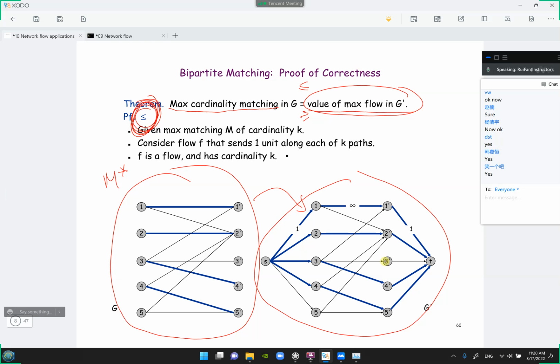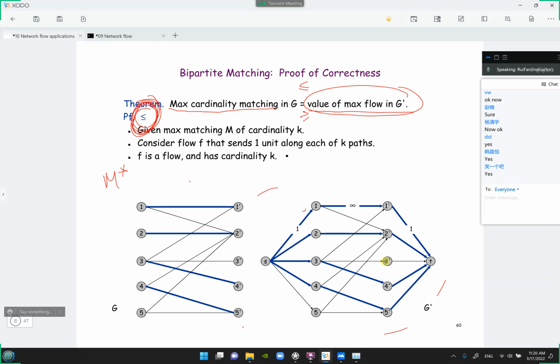Now the way we're going to transform this matching into a flow is, sorry, let me just erase this stuff. For all of the nodes on the left and the right that you use, in the flow we just take the source and connect it to all of these nodes on the left, and then for all the nodes on the right, we connect them to the sink. For example, this 3', which is not used in the matching, is not connected to T. And this 5 here is not used in the matching, so it's not connected to S.